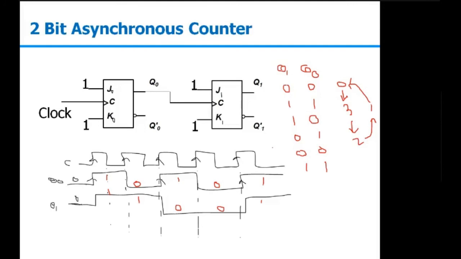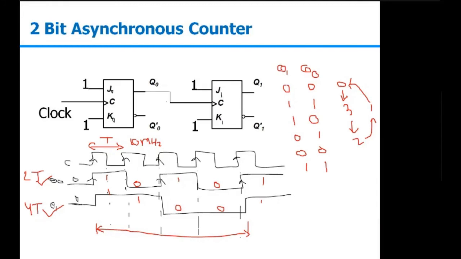And if you see the frequency, let's say my clock has a frequency of 10 megahertz, with time period T. Q0 is 2T, and this is my 4T. So as I increase the stages, my frequency is getting divided. That we have discussed as frequency divider circuits.